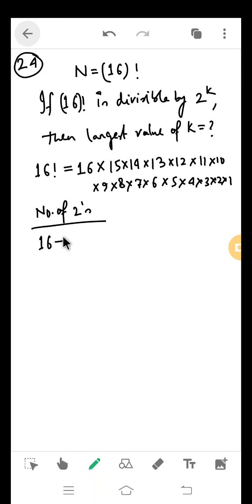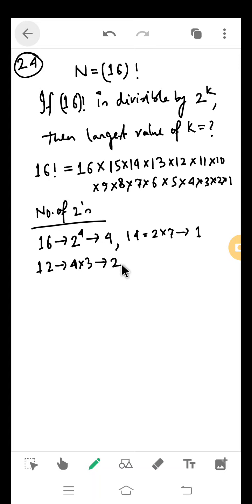तो 16 में कितना होगा? Can be written as 2 to the power 4. So therefore there will be 4 2s you can find out. तो 14 में कितना होगा? 14 you can write as 2 into 7. So you have only 1 2. Then 12 is what? 4 into 3. So you have how many 2?